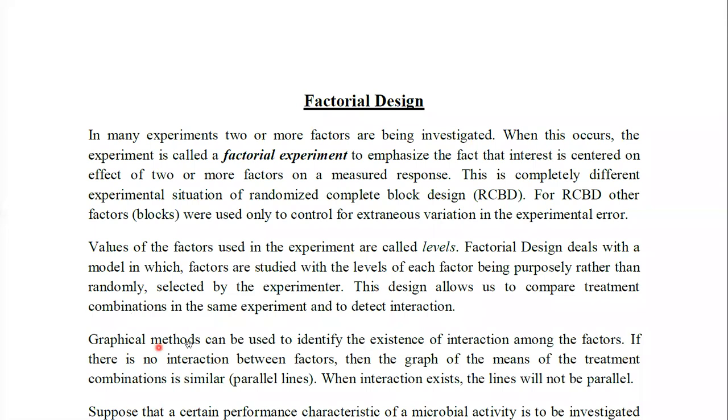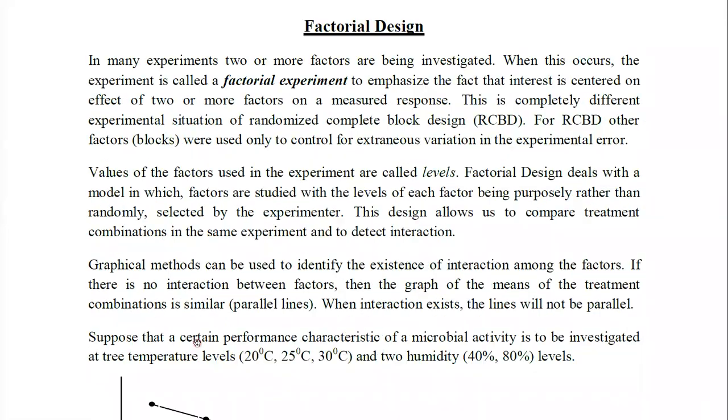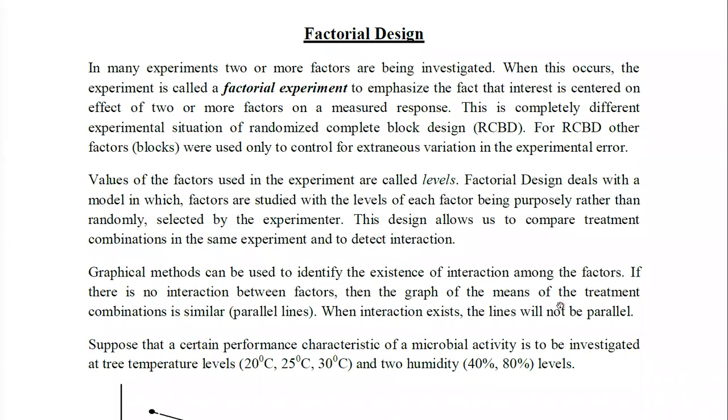When we apply the factorial design, we can use graphical methods to identify the interaction among the factors. This is a visual method that we can use, but we cannot say it is a confirmatory method. As a preliminary method, we can apply this graphical method. Therefore, when we apply graphical methods for the factors being investigated in our experiment, we may be able to obtain the graph.